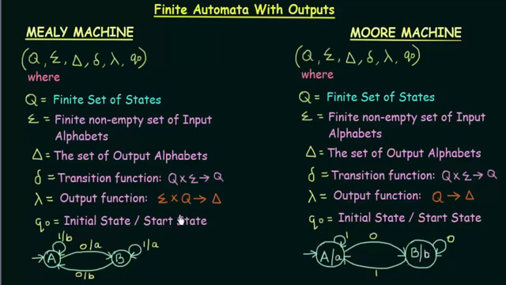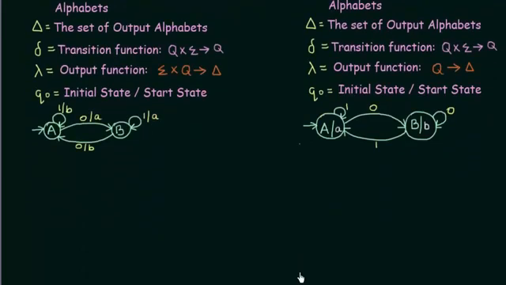But in case of the Mealy machine, we saw that the outputs were related to, or defined by, the state as well as the input that we get in that state. But here it is only dependent on the states. So this will become more clear when we take an example. So let us take a simple example.